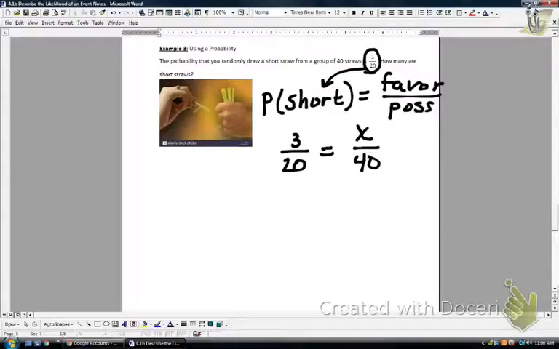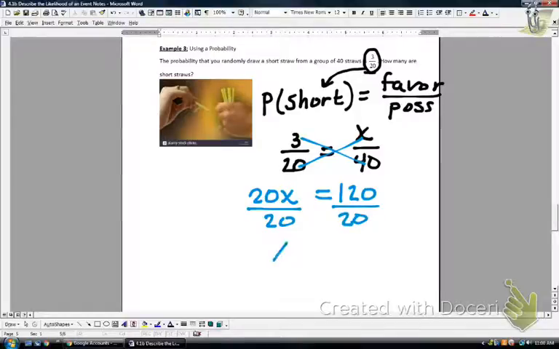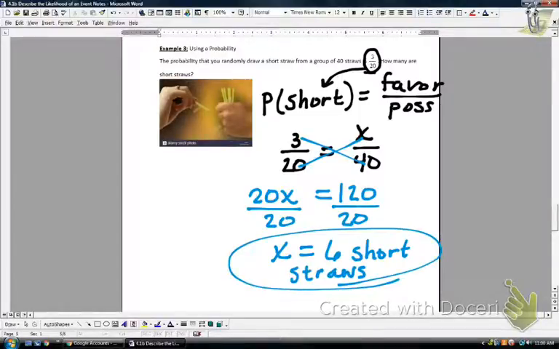So this should look like something that we already have done before. I'm going to cross the equal sign and multiply. Then I'm going to divide both sides by 20 so I can get x by itself. 120 divided by 20 is 6. So that means there are 6 short straws in that group. So notice how I used the probability and worked backwards to find how many straws were short.